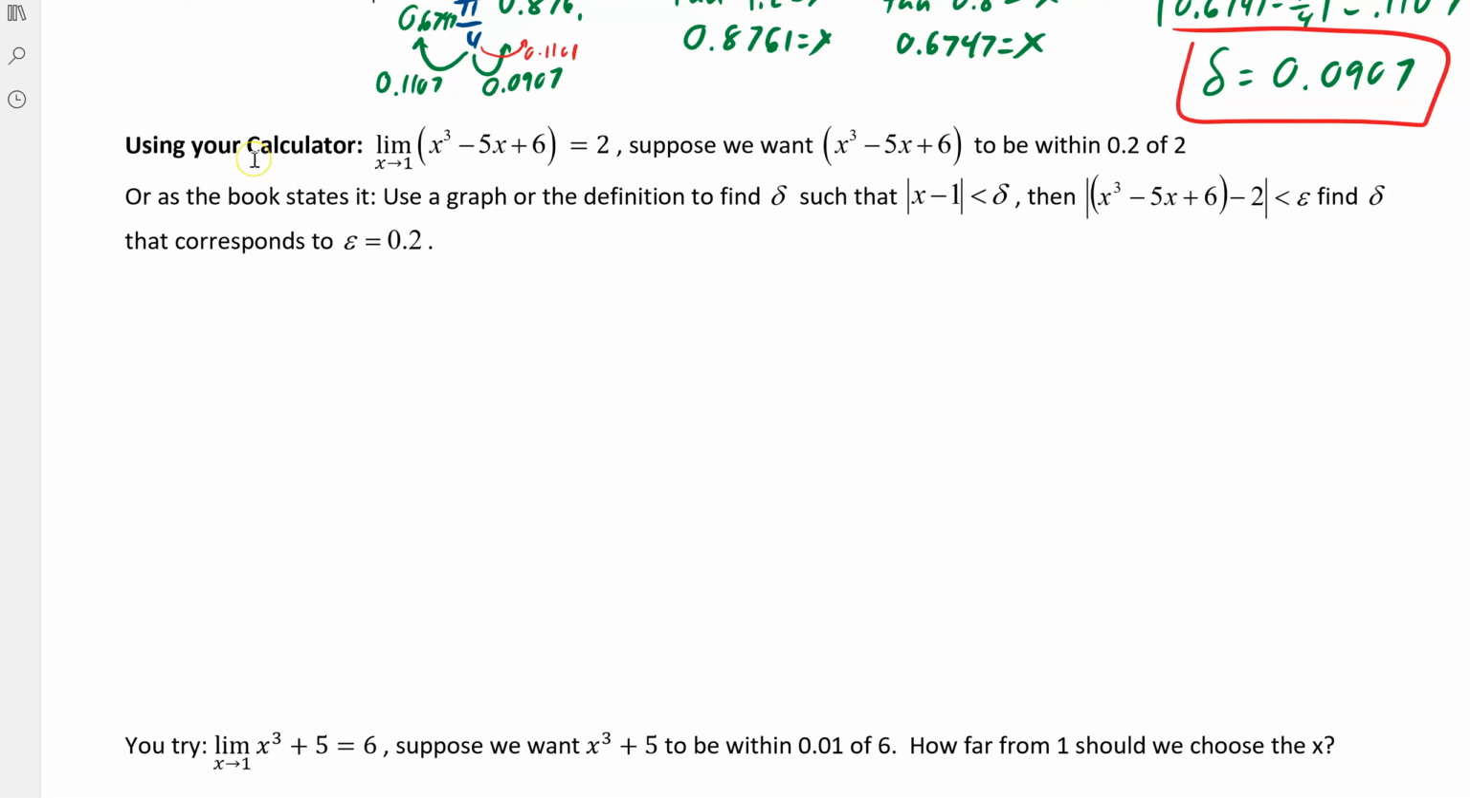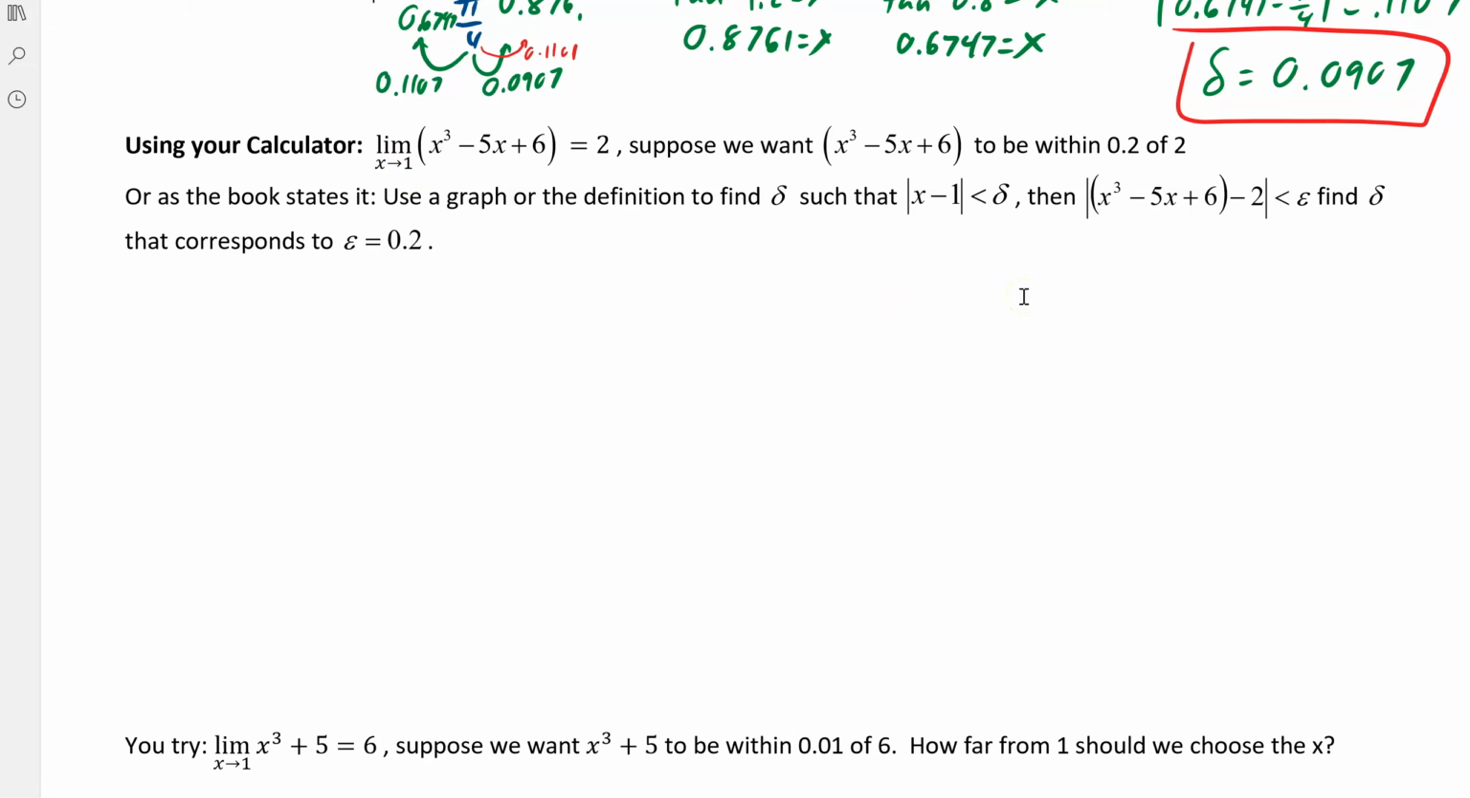All right, so this example is how to find your delta given your epsilon using your calculator. So let's take a look at where this comes from again. Remember, it's that first part, take away 2, and that's what's going to be less than epsilon. So it's our function f of x, take away the limit is less than epsilon. And this is x, take away 1 is less than our delta.